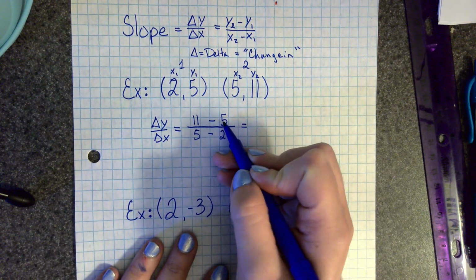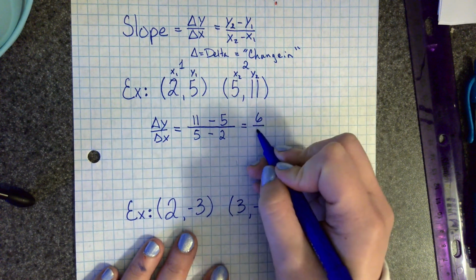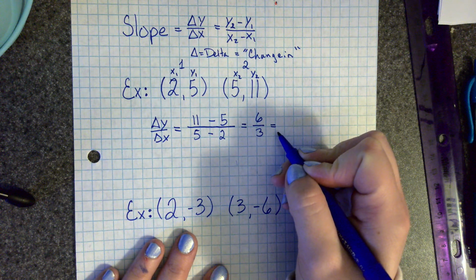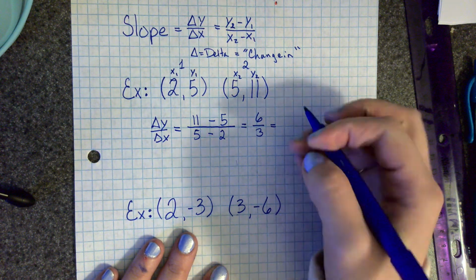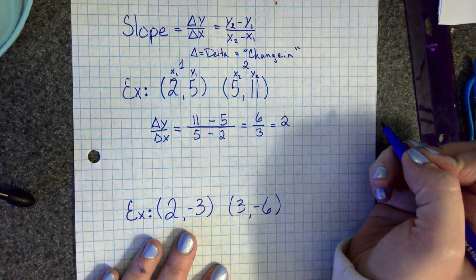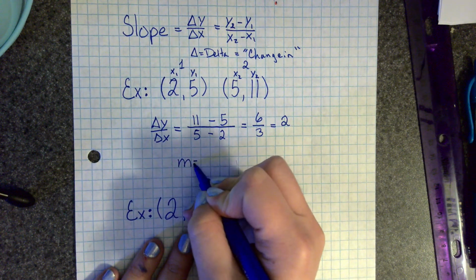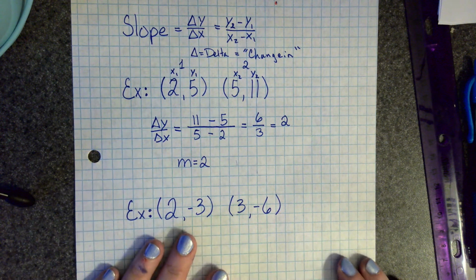So 11 minus 5 is 6. 5 minus 2 is 3. In Nearpod, tell me 6 divided by 3 is what? Hopefully you said 2. And that's our slope. So in the formula, m would equal 2. That's it. Nice and easy. So let's do another one.